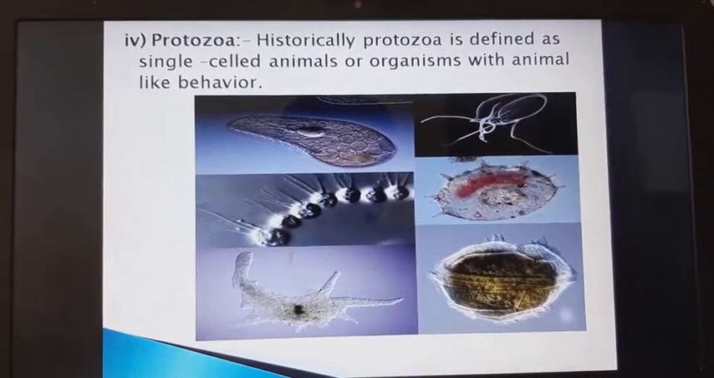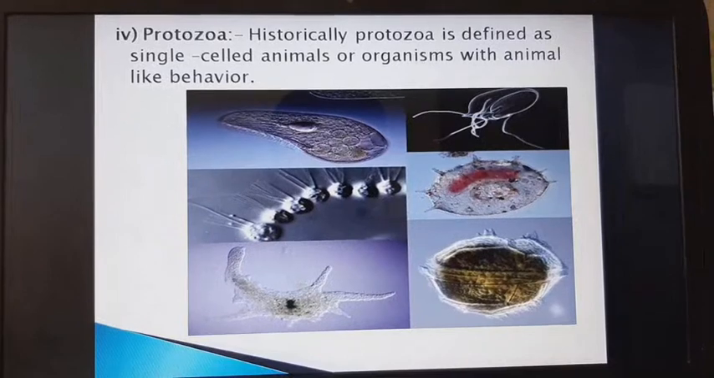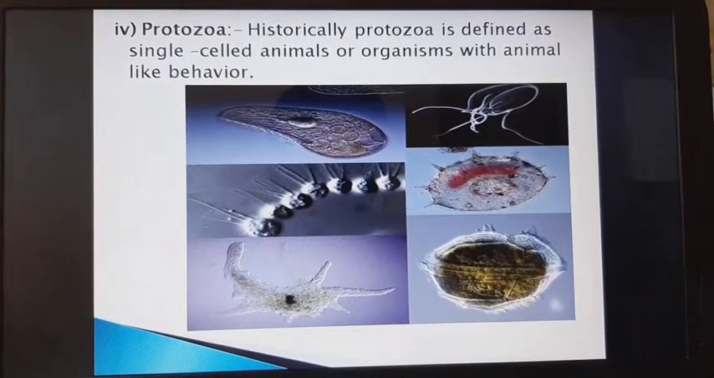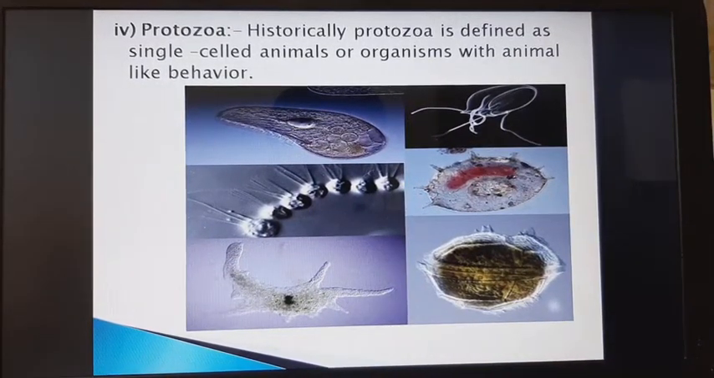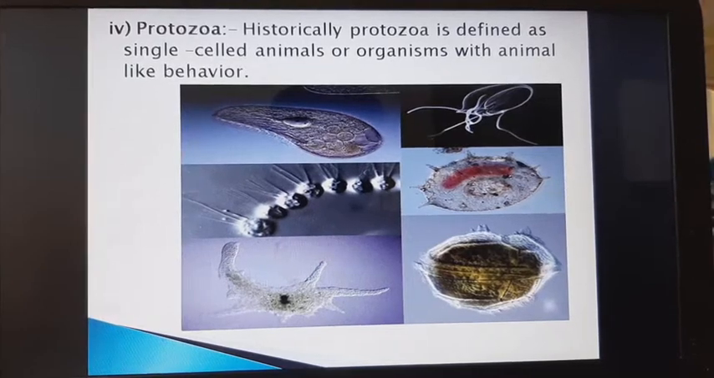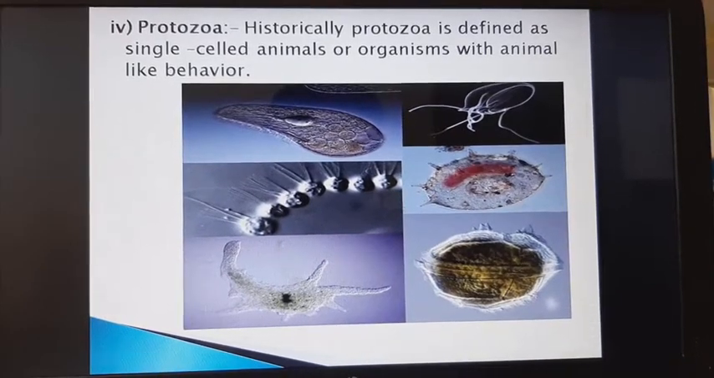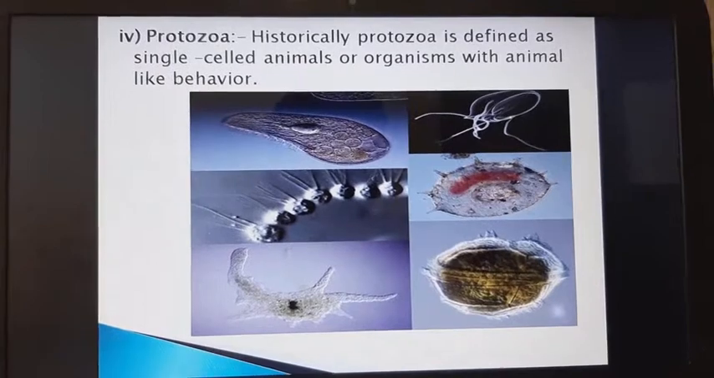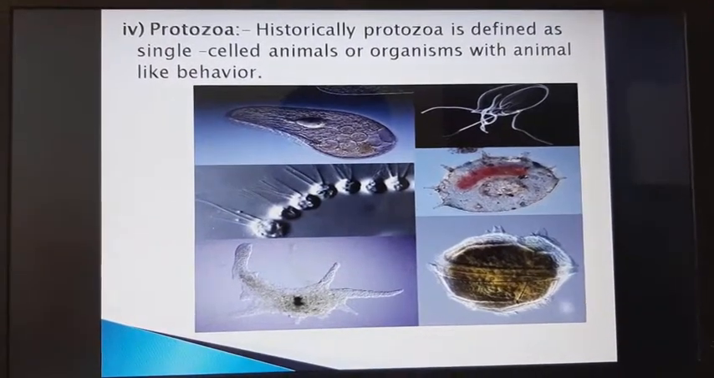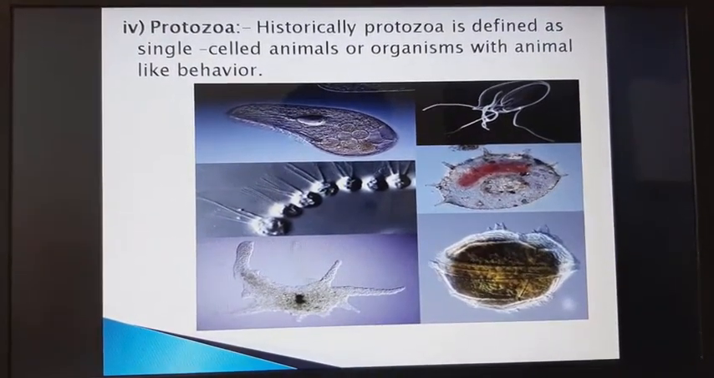Next is the fourth one, protozoa. Historically, protozoa is defined as single-celled animals or organisms with animal-like behavior. Observe the picture of a protozoa displayed on the screen.